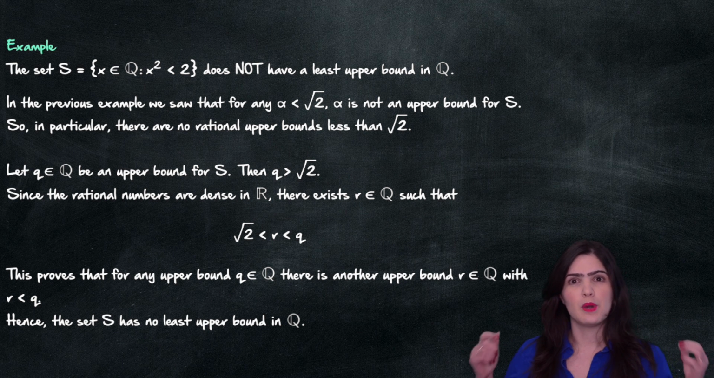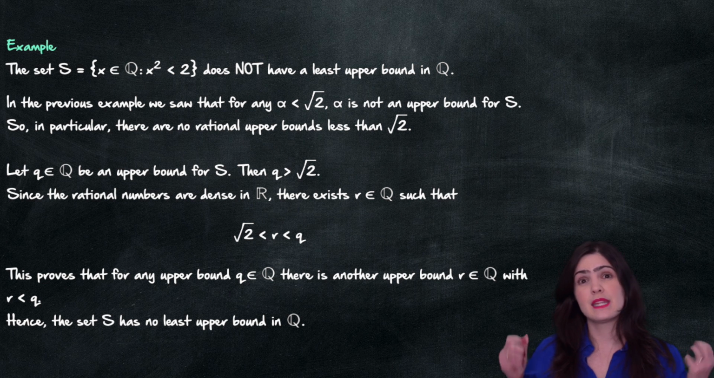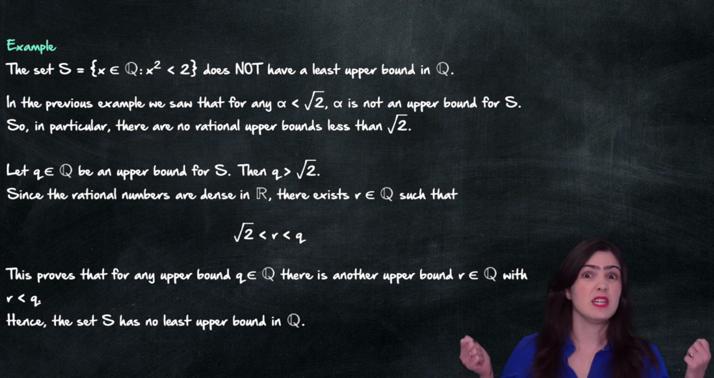The completeness axiom, what it's telling us is that it captures our intuition of the fact that the real line doesn't have any holes in it.